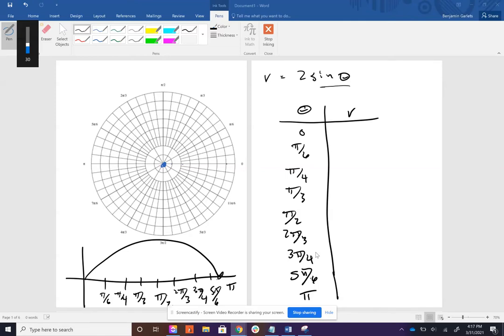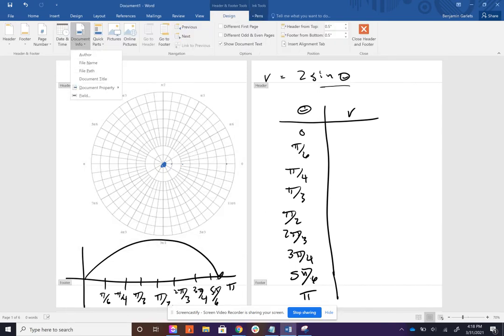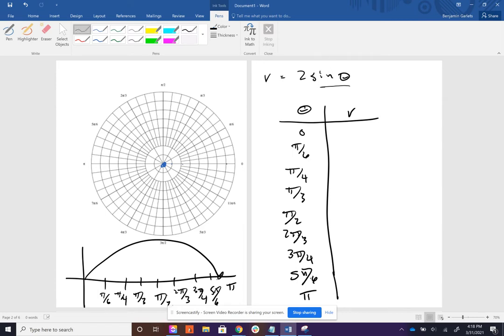All right, so we're going to look at example 3 and example 5, which we didn't get to Monday. So example 3 here is r equals 2 sine of theta.